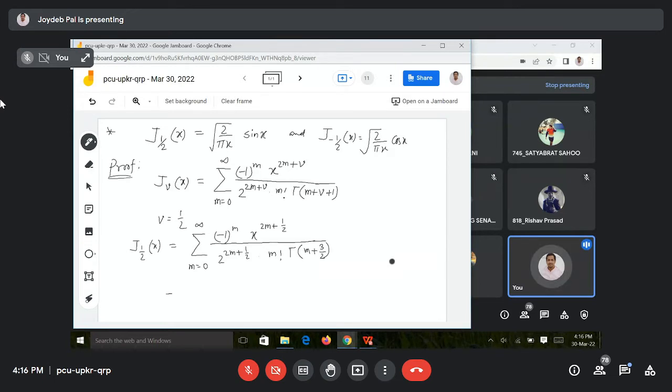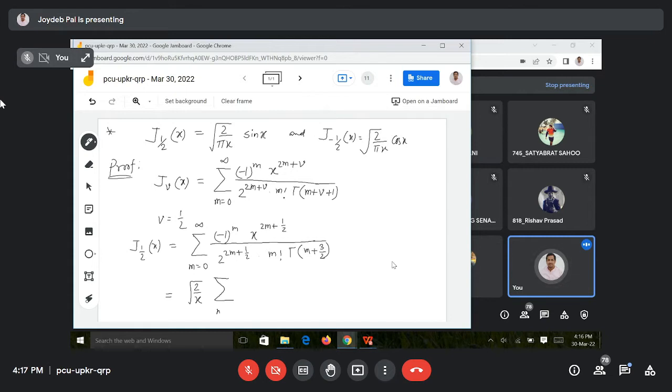Now look, there is a term square root of 2 by pi x. We know that there is an infinite series for sin x. And it is the common term square root of 2 by pi x. So better first you take that root under 2 by pi x common. So I am taking square root of 2 by pi outside of this summation. Okay, sorry, not 2 by pi, 2 by pi x.